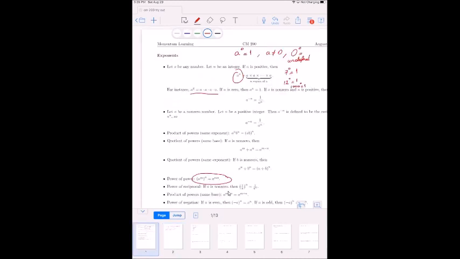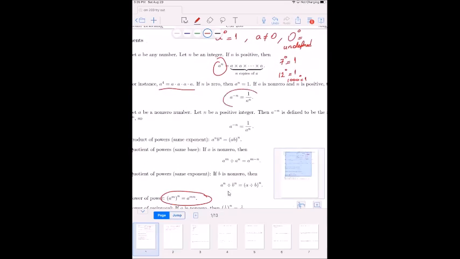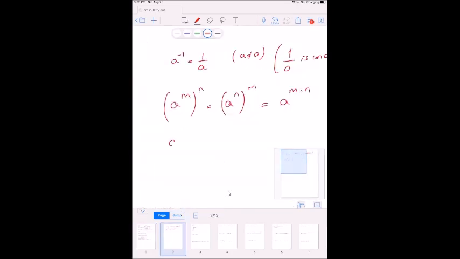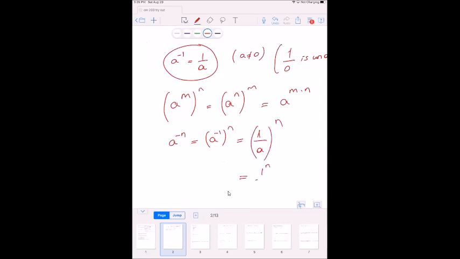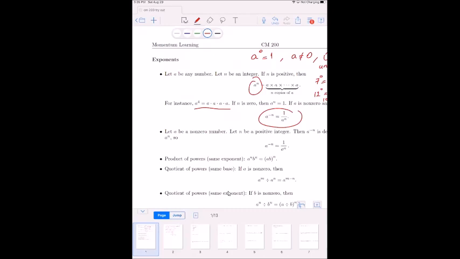So that's why a to the power of -n, the second property, can be written as a to the power of -1 to the power of n, right? So what was a to the power of -1? It was 1 over a, right? And to the power of n, so it's going to be 1 to the power of n over a to the power of n. We know that any power of 1 is 1, right? So it's going to be 1 over a to the power of n. Is this understood? A to the power of negative n is exactly 1 over a to the power of n.